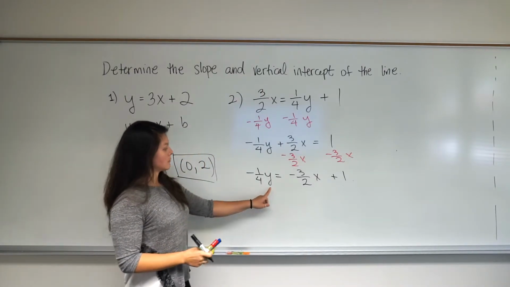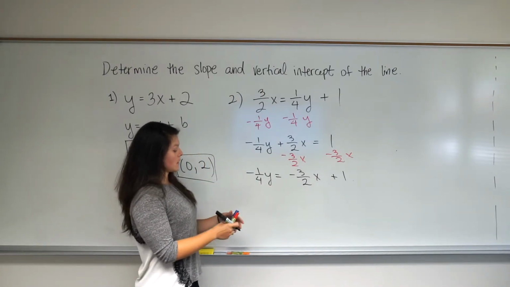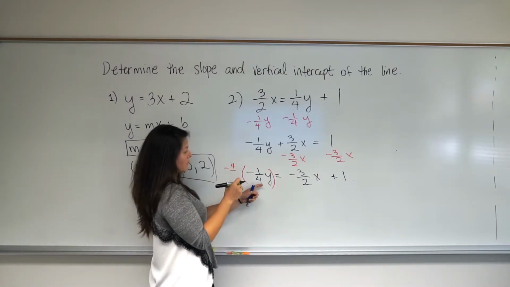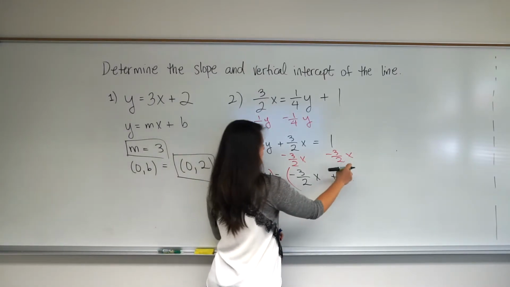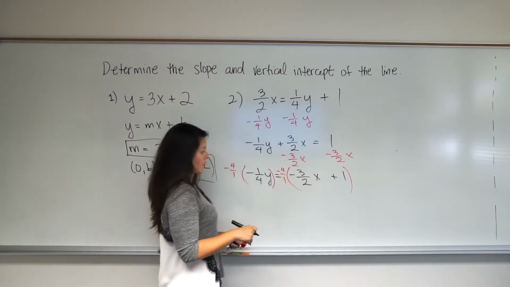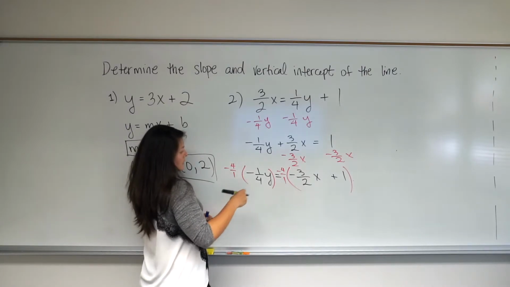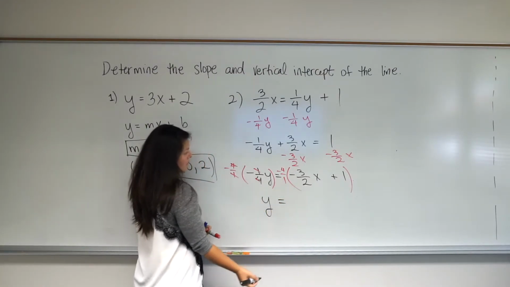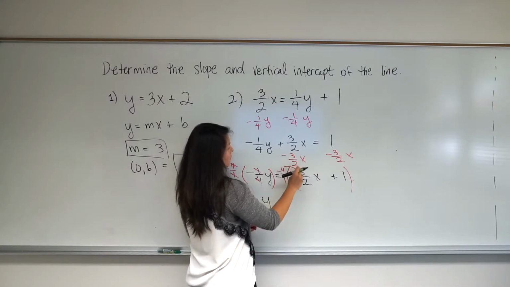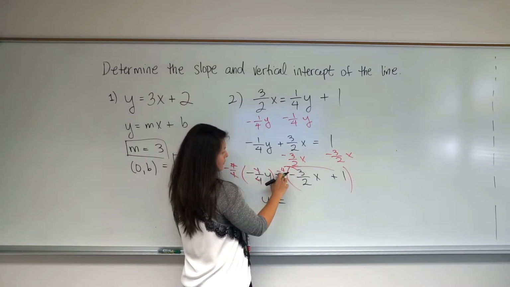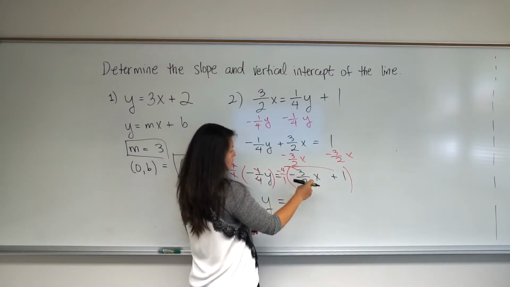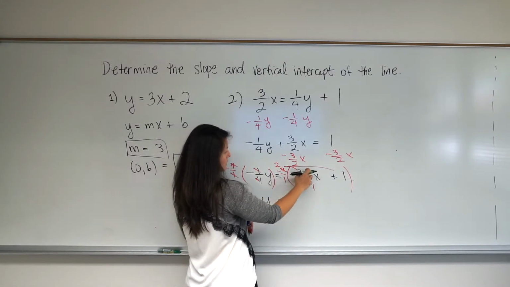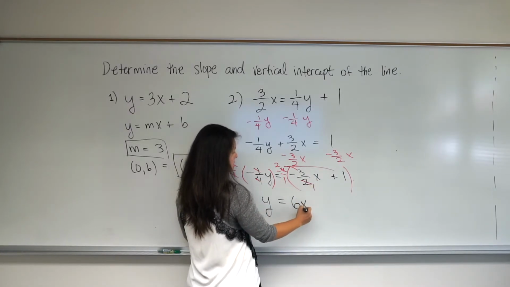And now we're almost there, but we need to get y by itself. So here, let's multiply both sides by negative 4. Actually, let's multiply by the reciprocal of 1/4, negative 4/1, on both sides. So here, these cancel. Negative times negative is positive, so we're just left with y. And on the right side, let's go ahead and distribute. Negative 4/1 times negative 3/2. Your 2 and your 4 will cancel. So we get negative 2 times negative 3 is positive 6, and we're multiplying by x.